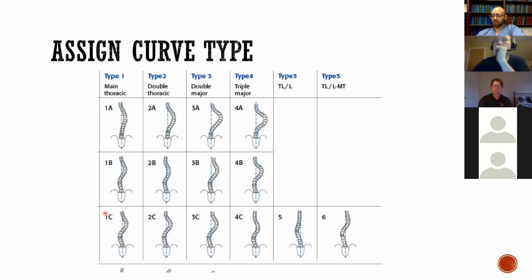All right, so these are the different curve types. You have the main thoracic curve, the double thoracic curve, a double major curve, a triple major curve, a thoracolumbar curve, and thoracolumbar with mid-thoracic.